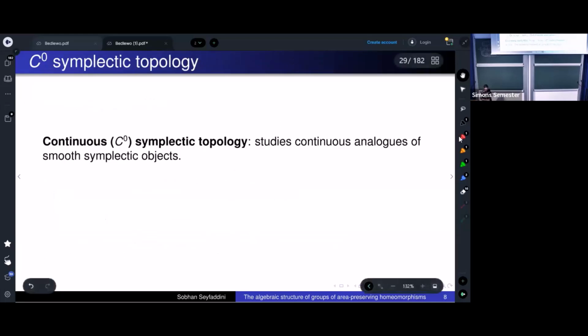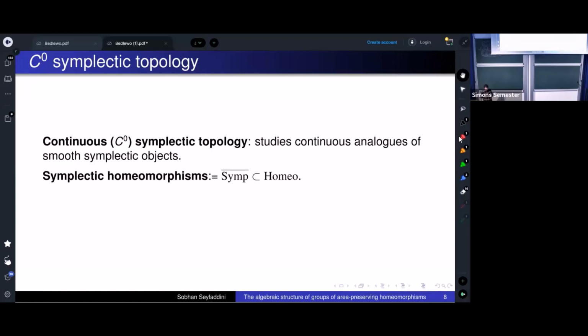Now, not only did it give birth to symplectic topology, it also gave birth to my area of research, which is called C0 or continuous symplectic topology, which studies continuous analogs of smooth symplectic objects. Examples of such objects are symplectic homeomorphisms. So what are symplectic homeomorphisms? Just take the closure of Symp, but now inside Homeo. So I'm looking at all homeomorphisms which arise as C0 limits of symplectomorphisms. This we call symplectic homeomorphisms. The definition makes sense, it is a well-defined notion because of the C0 rigidity theorem. Because if you have a homeomorphism which is symplectic and happens to be smooth, thanks to this theorem you know that it's actually an honest symplectomorphism.